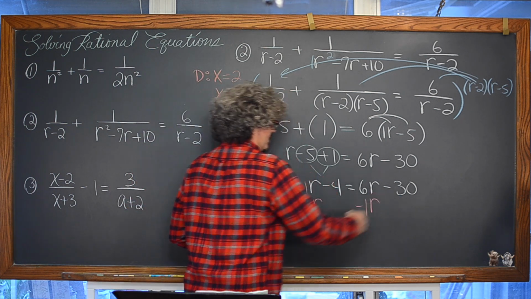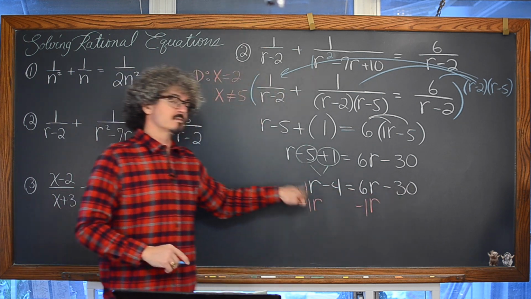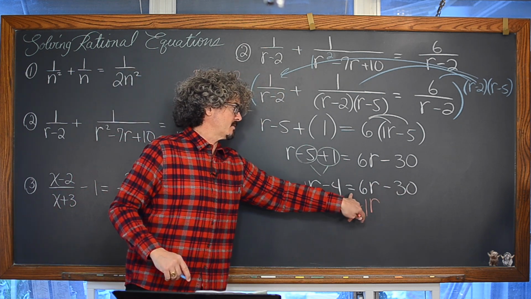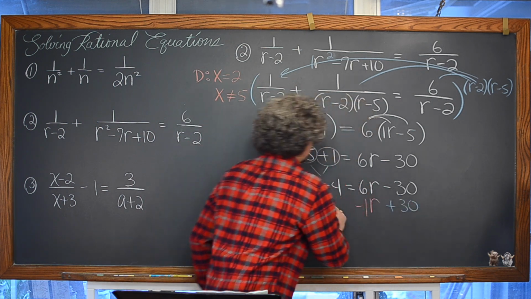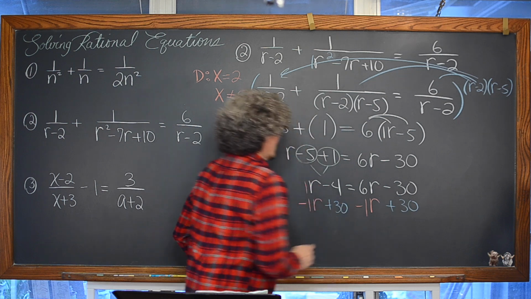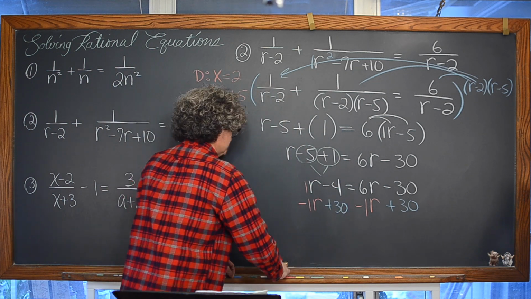If I'm moving my variables to the right-hand side of my equation, then I'm going to take my constant and move it to the left side. So I want to get rid of this negative 30 that's on the right side of the equal sign by adding 30 to both sides. And we have 30 minus 4, which is, of course, 26.